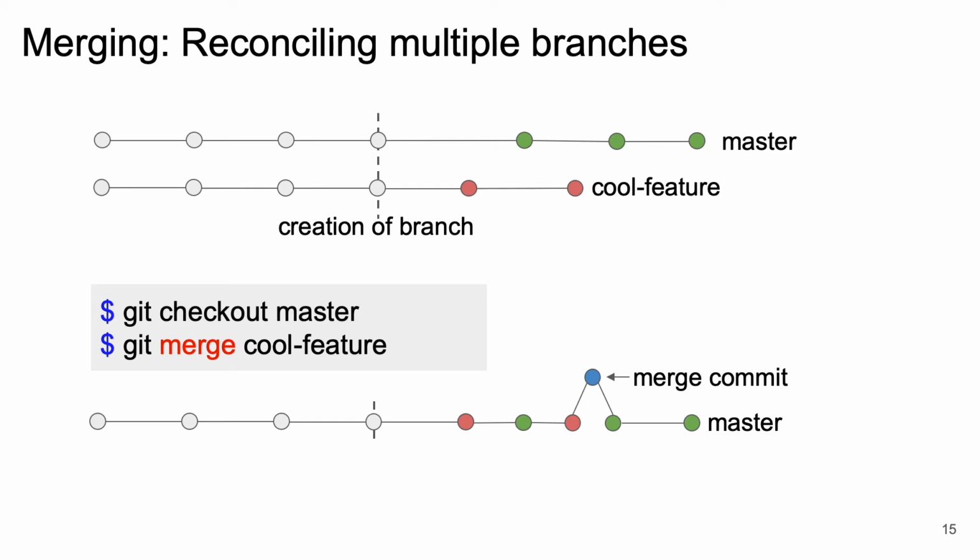And now once you've done the merge, you have a branch which is sort of a mix of the original two branches.